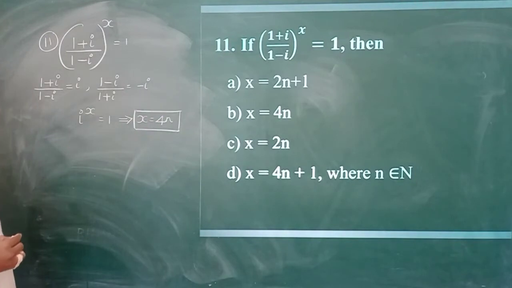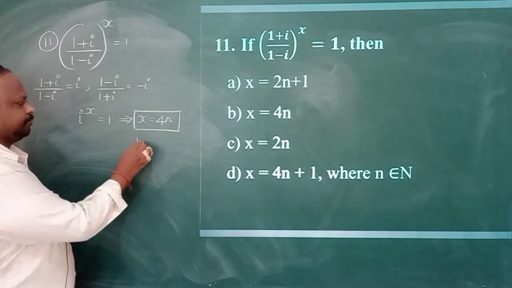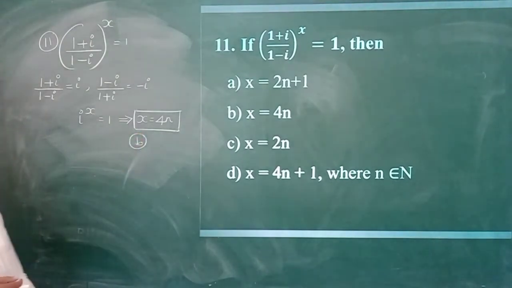Only if the value of x is a multiple of 4 will the value 1 come. So in the beginning I wrote I power 4m, which is nothing but a multiple of 4. So therefore x is equal to 4n. Option B is the answer. Go through once again: 1 plus I divided by 1 minus I is nothing but I, 1 minus I divided by 1 plus I is nothing but minus I, I power x is equal to 1, x is equal to 4n.